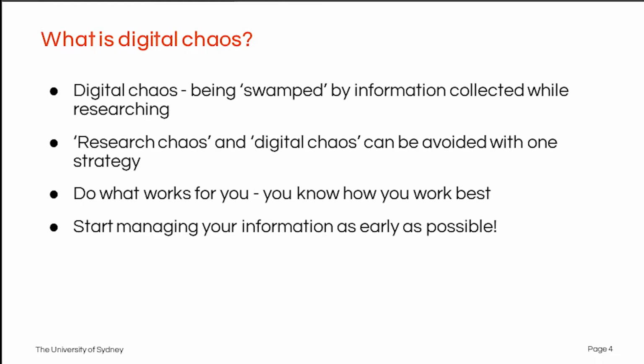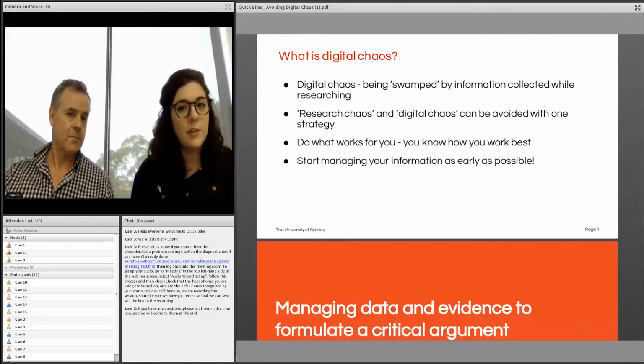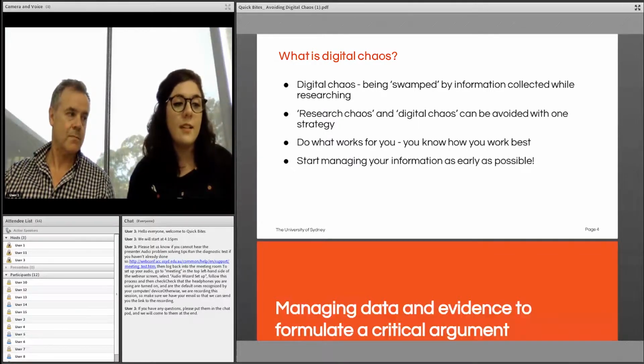The way we approach it is that research chaos and digital chaos both rely on each other. When you get bogged down reading too many articles, that then leads to having too many documents. And if you create one strategy, you can get around them that way. We want you to do what works best for you, because you know how your workflow operates and what you'll do and what you won't do. And if you start managing your information as early as possible, you can avoid having chaos, basically.